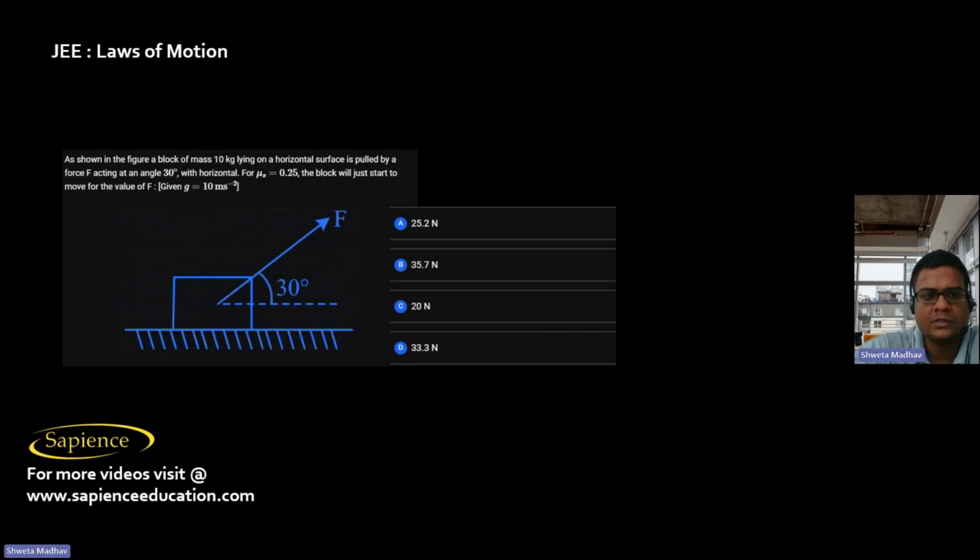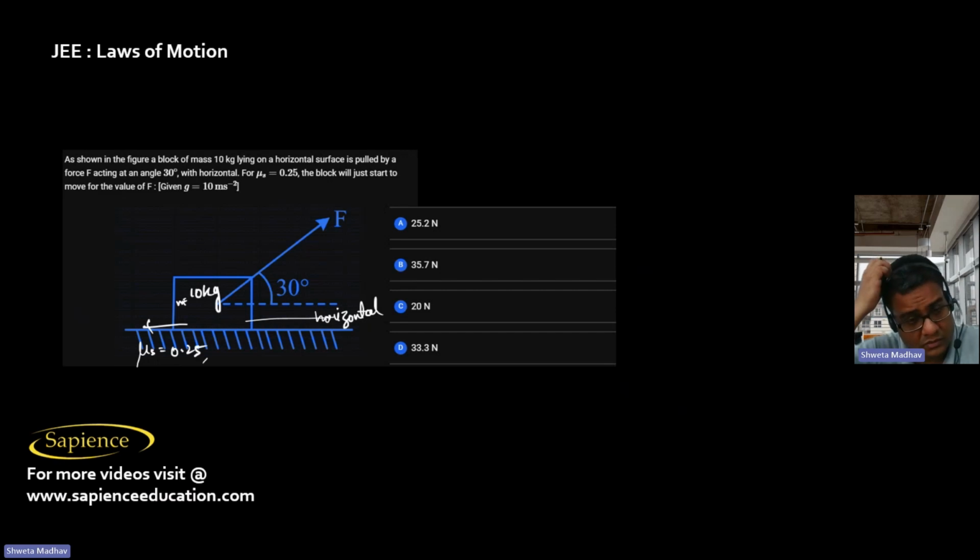Here it is told that, as shown in the figure, a block of mass 10 kg is lying on a horizontal surface. Its mass is 10 kg. It is pulled by a force acting at an angle of 30 degree with the horizontal. So this is the horizontal. Mu s is 0.25. The block will just start to move for the value of F.